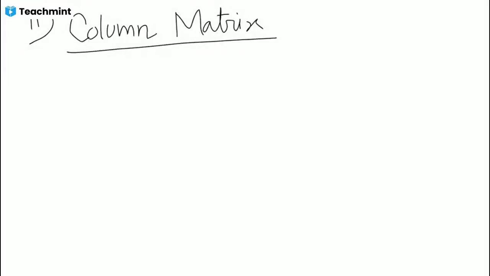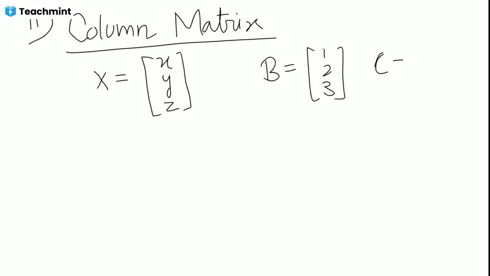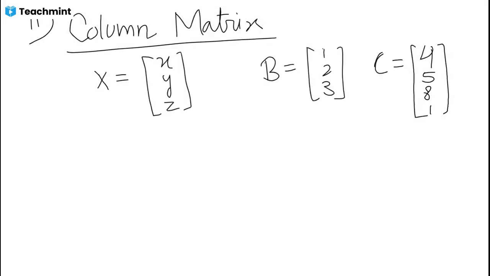Next type, column matrix. Similarly, a column matrix has a single column and can have as many rows as we like. Like matrix X having elements X, Y, Z. We have three rows but only a single column. Matrix B having elements 1, 2, 3, or we can have matrix C like 4, 5, 8, 1. So obviously we have only a single column, and we can have as many rows as we like in a column matrix.